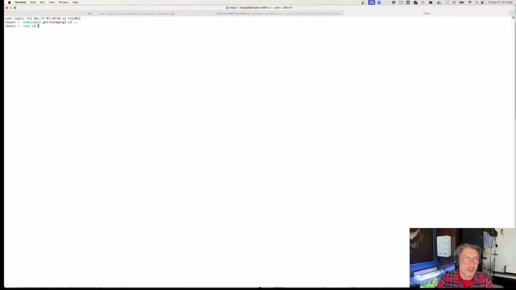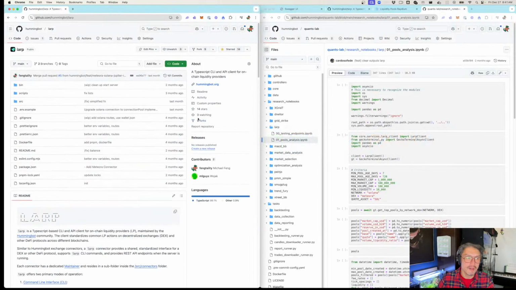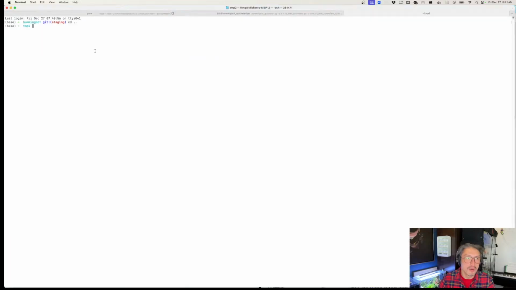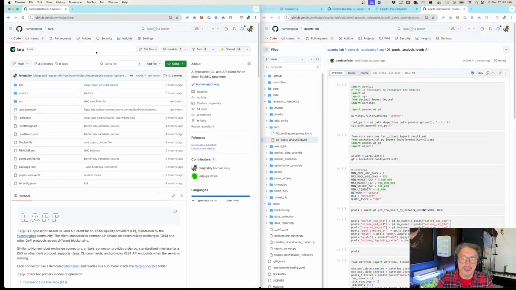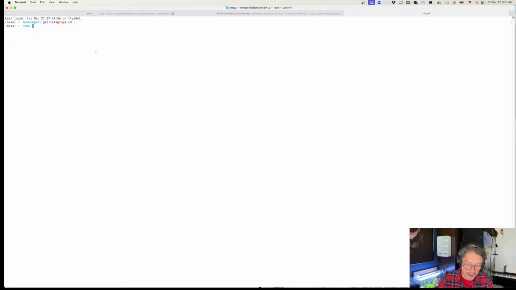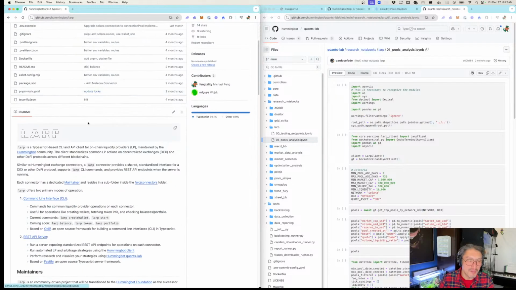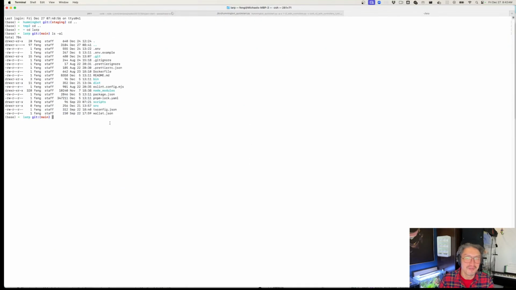install LARP and then Hummingbot as well here. So let's install LARP. We'll do the same thing as we did before, and we'll clone LARP into this repo here. Actually, you know what, should I do that? I have too much stuff to do, so I'm just going to use my existing LARP repo, and I'll walk you through how to set it up, because there might be some configuration changes that I don't want to introduce right now.